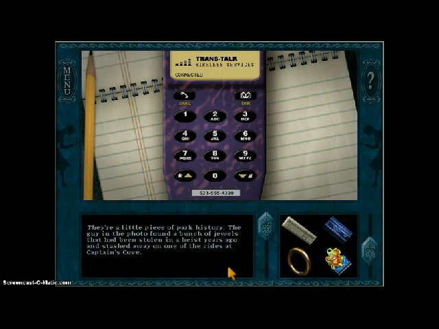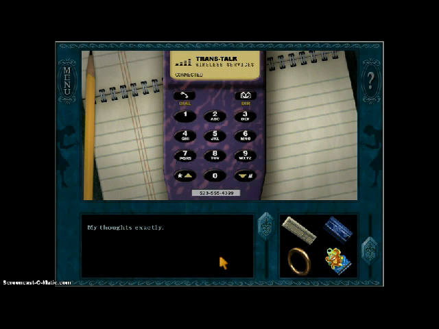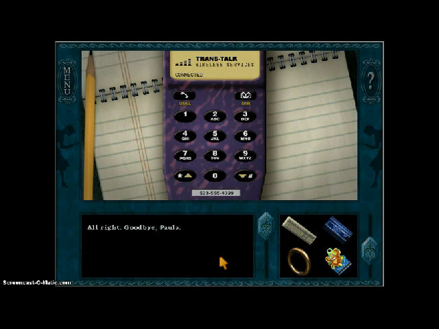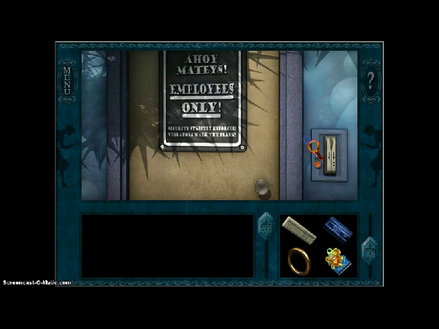The guy in the photo found a bunch of jewels that had been stolen in a heist years ago and stashed away on one of the rides at Captain's Cove. Oh, yeah, I think I saw that. Maybe that's why someone stole that carousel horse, because there were jewels hidden inside it. My thoughts exactly. I called the detective that was in charge of the investigation back then. His name is KJ Paris. He's going to call you. Oops, I gotta run. I just wanted to give you a heads up. All right. Goodbye, Paula. Now let's fix this stupid card reader.